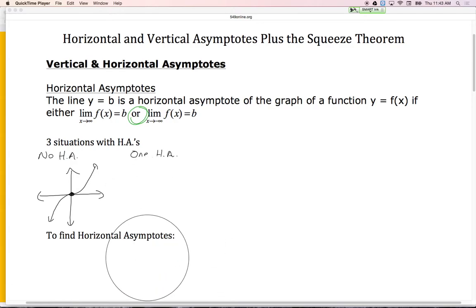Oops, I screwed up. I have to erase that. So one HA would be the boomerangs. Let's try again. Okay, your reciprocal function, 1 over x.